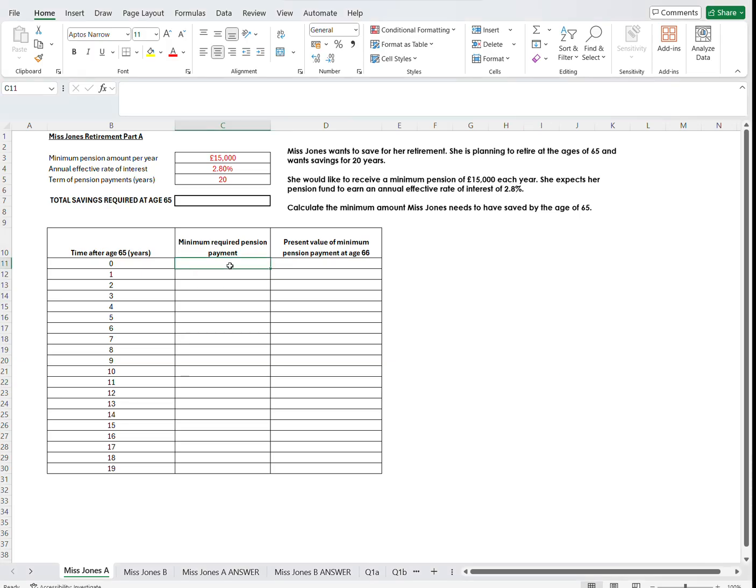Okay, so in these cells here, in the minimum required pension, she wants £15,000 every year. So that's obviously the value that's in cell C3. If I make that absolute, and then we copy that down, she's going to have £15,000 per year. Okay, so that's how much she wants. So at the beginning of the first year, beginning of the second year, beginning of the third year, that's why it says to 19. That is actually 20 years' worth of £15,000.